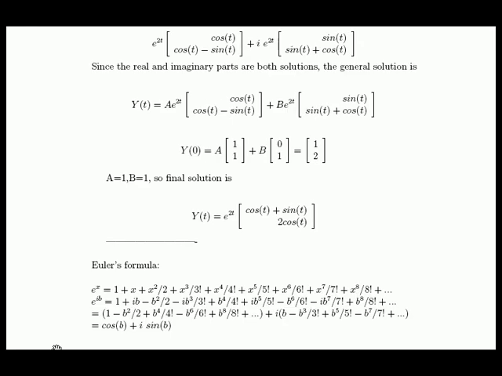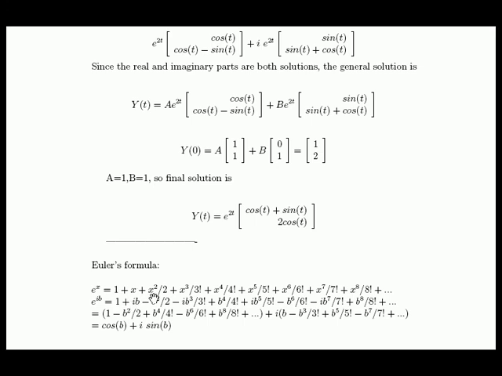And here's a little justification for Euler's formula, using Taylor series. If you remember your Taylor series, e to the x is a well-known Taylor series: 1 plus x plus x squared over 2 factorial plus x cubed over 3 factorial, and so on. So what if x is just ib, where b is real, but i is a complex number? Then just plug in x equal to ib.